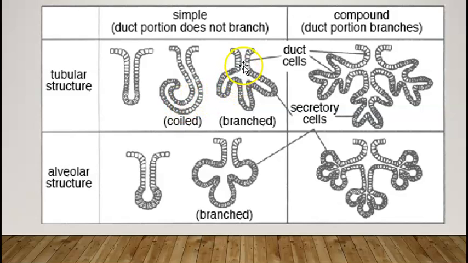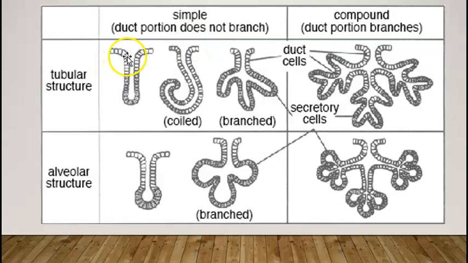It is not dividing. Here also, this main duct is not getting divided. But here you can see that it is divided, and that divided gland is being rounded or tubular. So these are the basic differences between simple and compound.